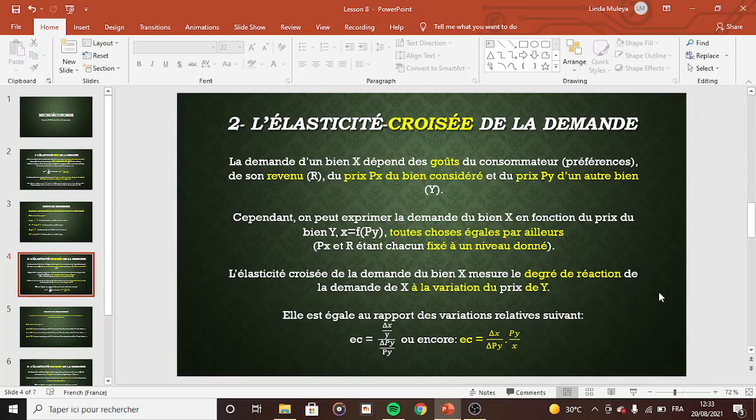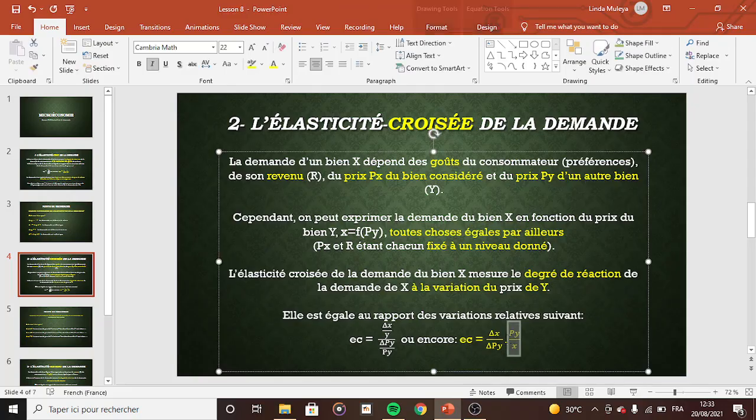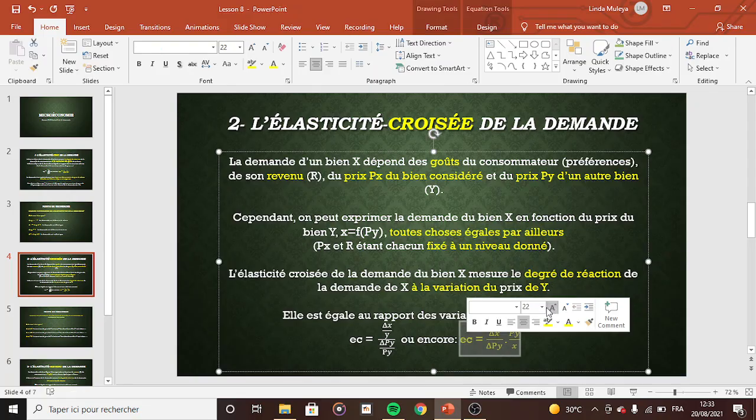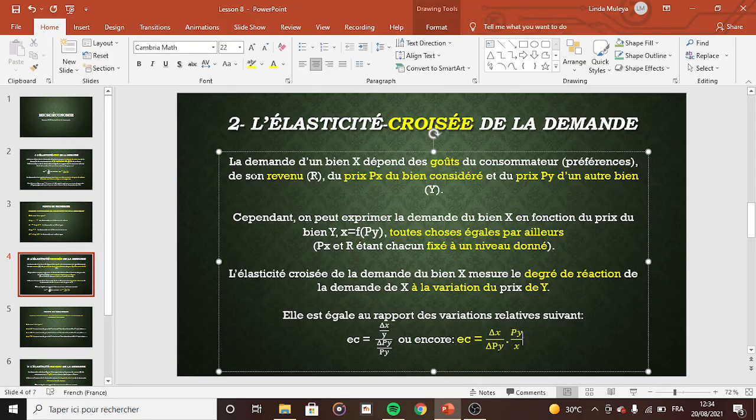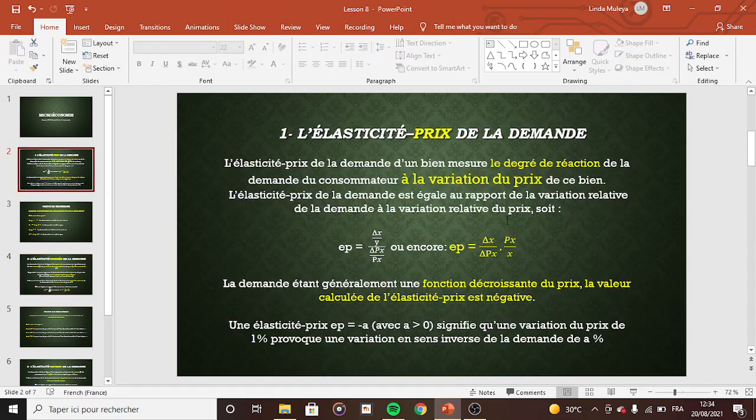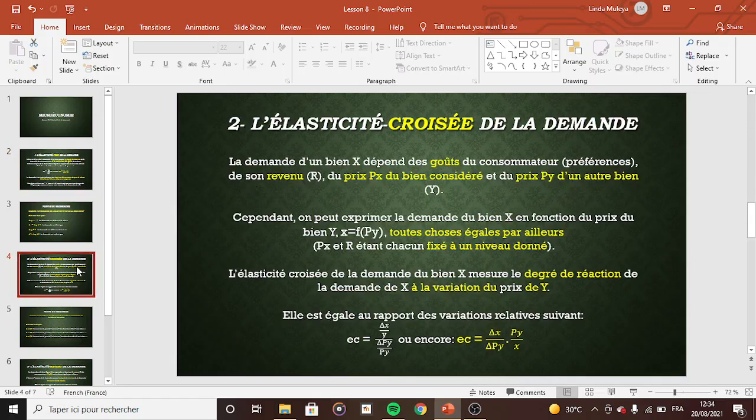Lastly, elle est égale au rapport des variations relatives suivantes. So like I mentioned previously, the formulas that you have for these three things will be generally similar. So we'll come back here. We saw that our formula was EP is equal to the variation of X over the variation of price of X multiplied by price of X over X. In this case, we see that we have variation of X over the variation of the price of Y, and we have price of Y over X.